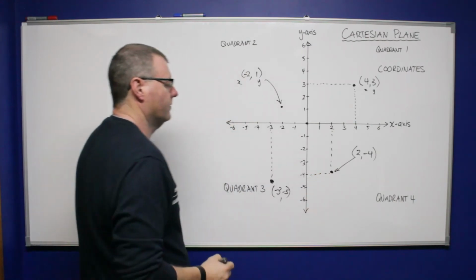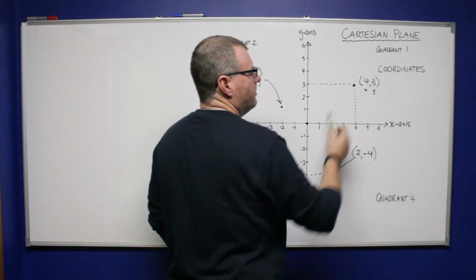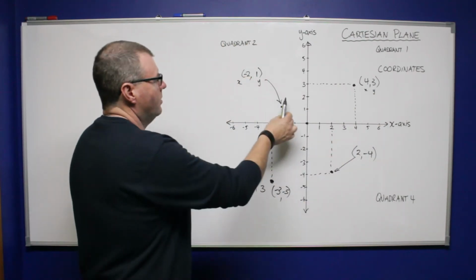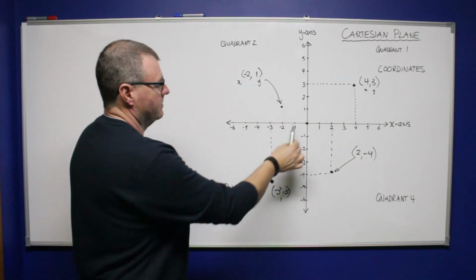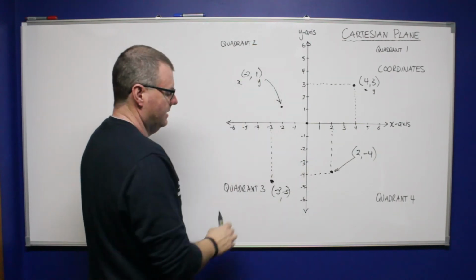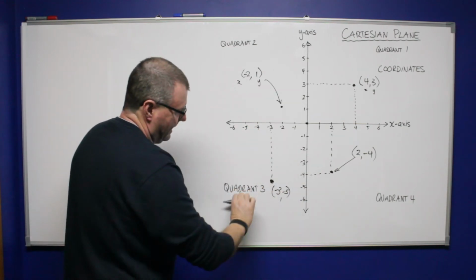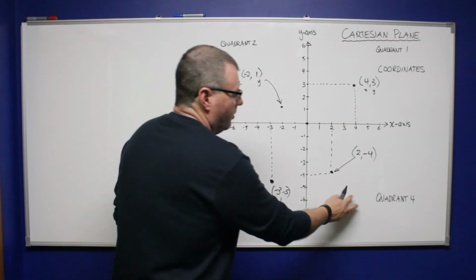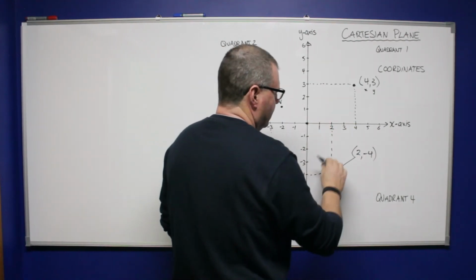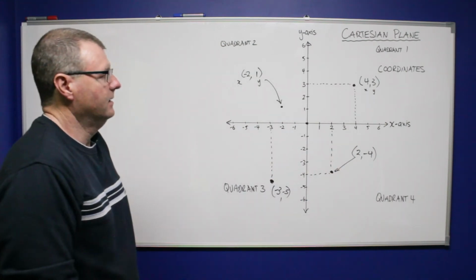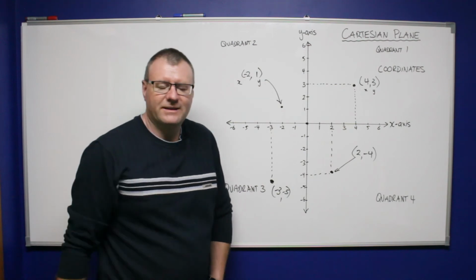You'll notice that in the first quadrant, both values are positive. In the second quadrant, the x values are negative, but the y values are positive. In quadrant 3, both of them are negative. I've got negative x values and negative y values. But in quadrant 4, I have positive x values and negative y values everywhere in that quadrant. That's your quick introduction to finding coordinates on the Cartesian plane.